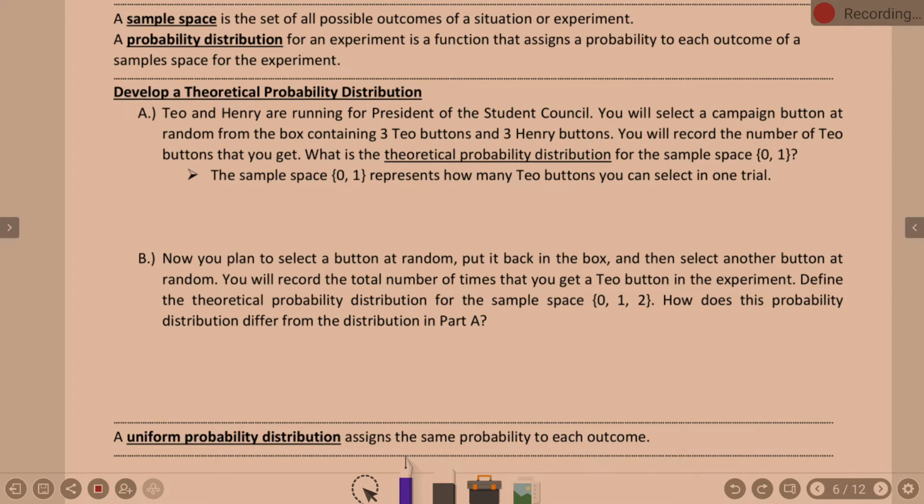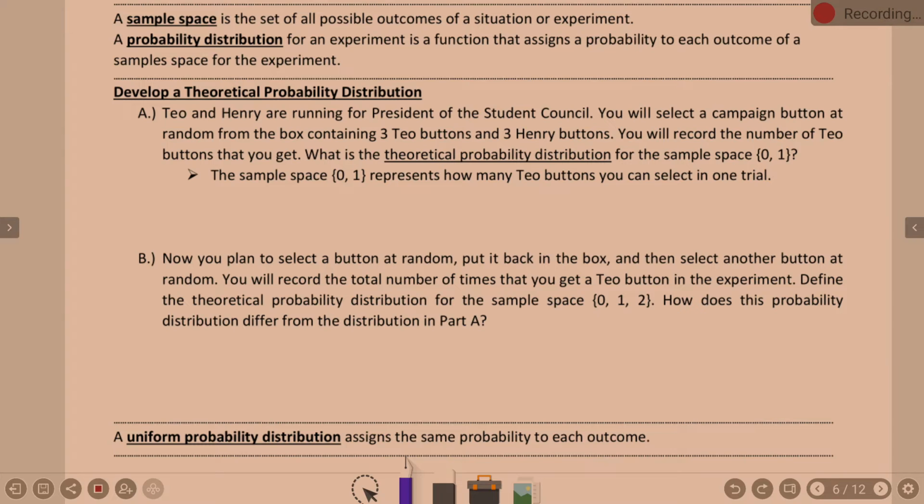Now, our big topic today is probability distribution, and a probability distribution for an experiment is a function that assigns a probability to each outcome of a sample space for the experiment. Basically, they're going to be giving sample spaces with, I call these braces, it's like the squiggly parentheses. And they're going to want to know the probability for each value in the sample space. And I'll explain what that means in each case.